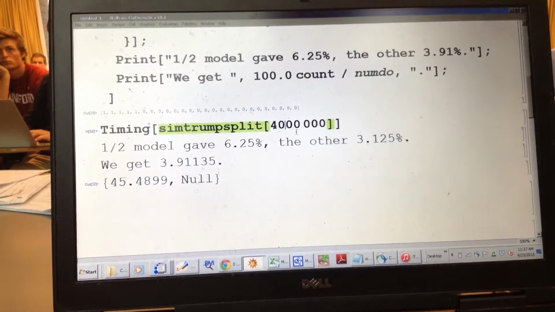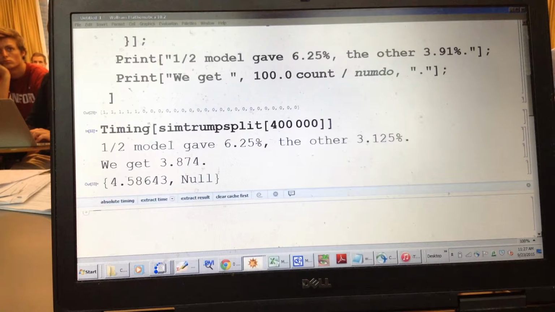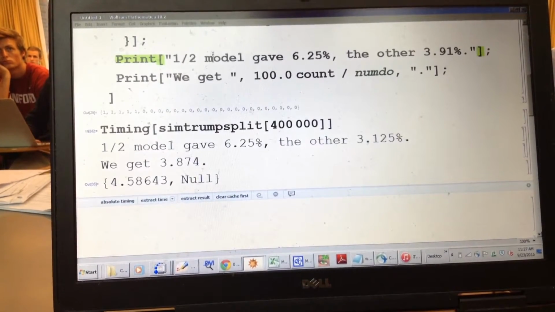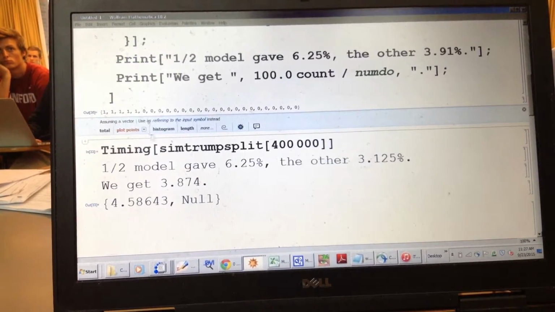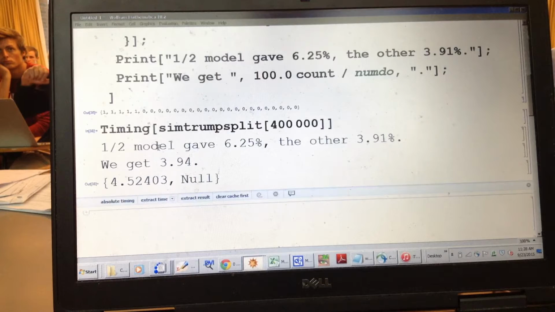So I'll run it with 400,000, which should be about 4 or 5 seconds. It's nice to know roughly how long a program will take. This is a linear program in terms of how long it runs. With 400,000, we got numerically 3.874%. Oh, but I didn't change the print command. All right, so we'll try it again. I just wanted to print out correctly. In about 4 seconds, it should finish.